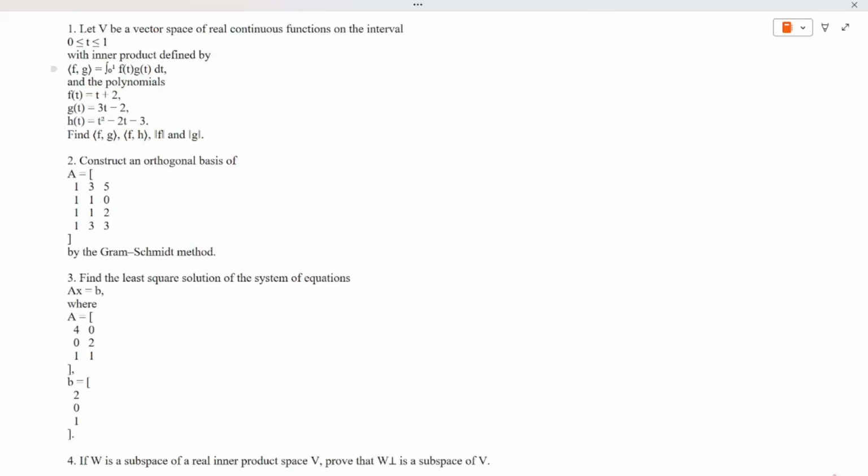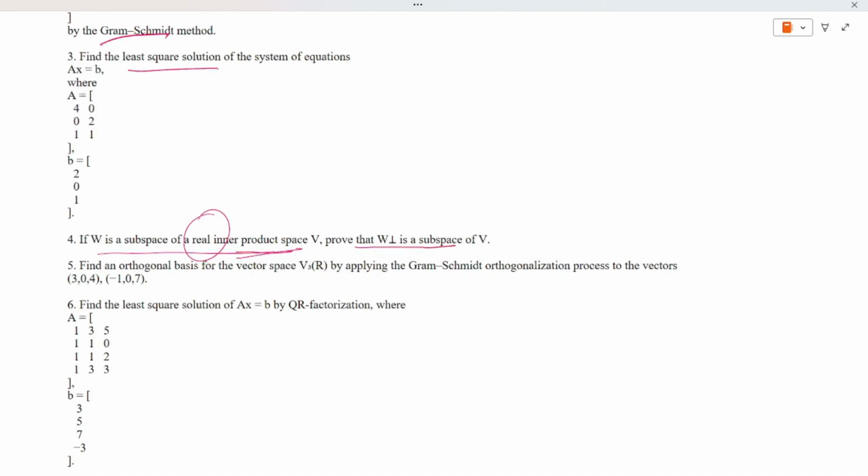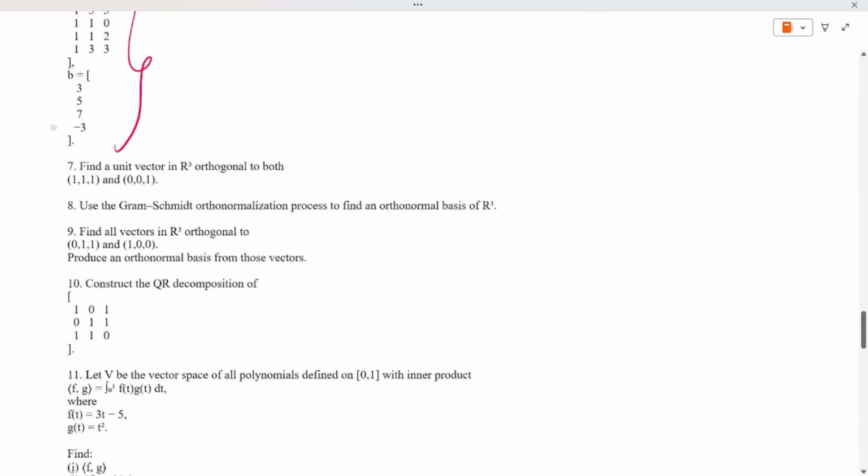Next is the inner product, which is a very easy concept. And next is the Gram method. And next is the least square solution. And next, if it is a real inner product space, whether W is a subspace of V, you have to see. And next is orthogonal basis. And next is the Gram method, which you have to apply again. Least squares again I have shown.